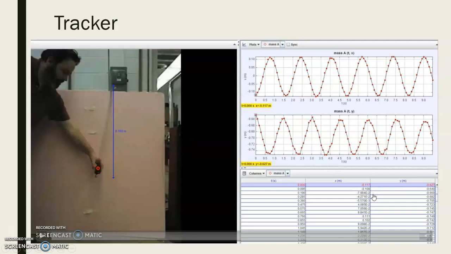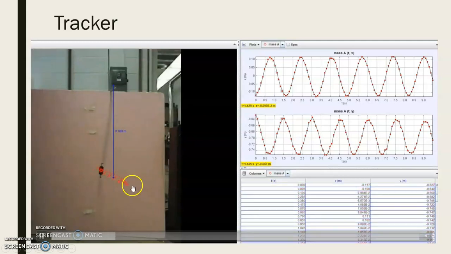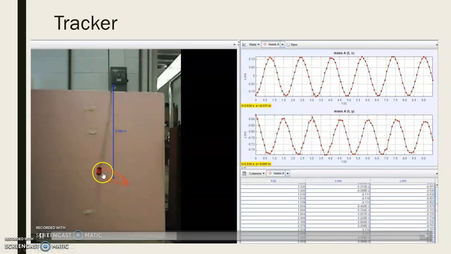So we have our Tracker video right here. As you can see, our origin is defined up here. We know the length of the wall at this point to help build a frame of reference to calculate where all these positions are. As you can see, there's a position time graph for both the x and y components, and they're compiled in the graph right here.